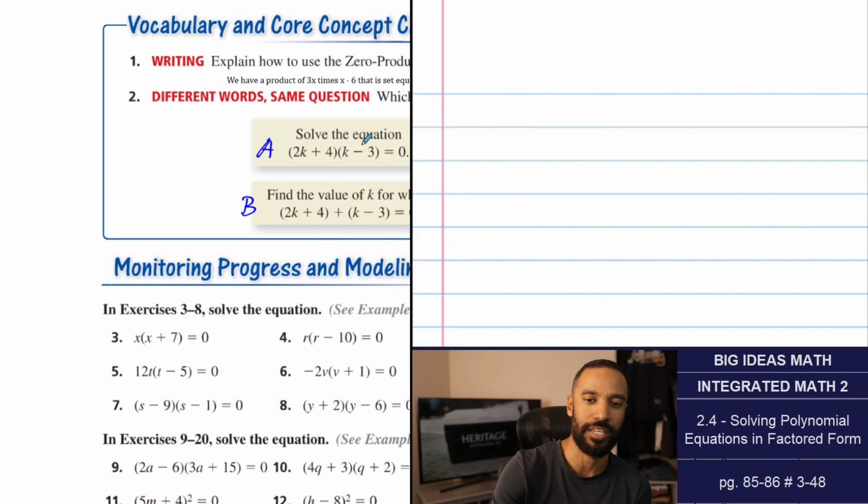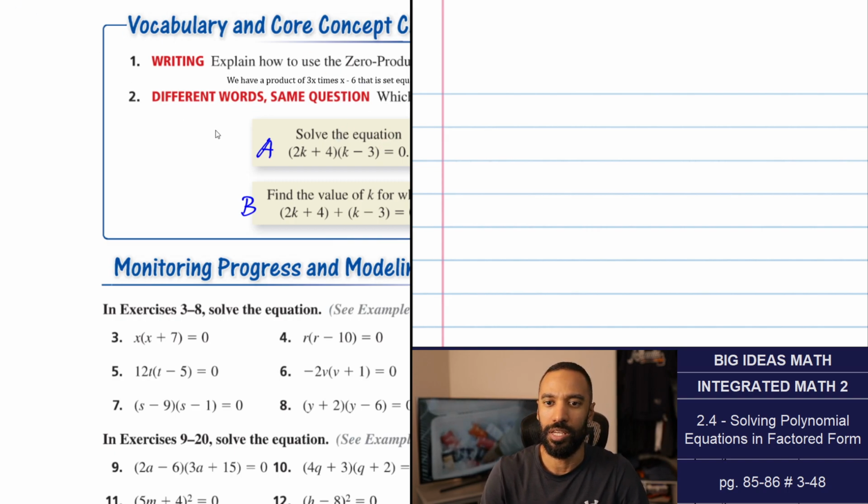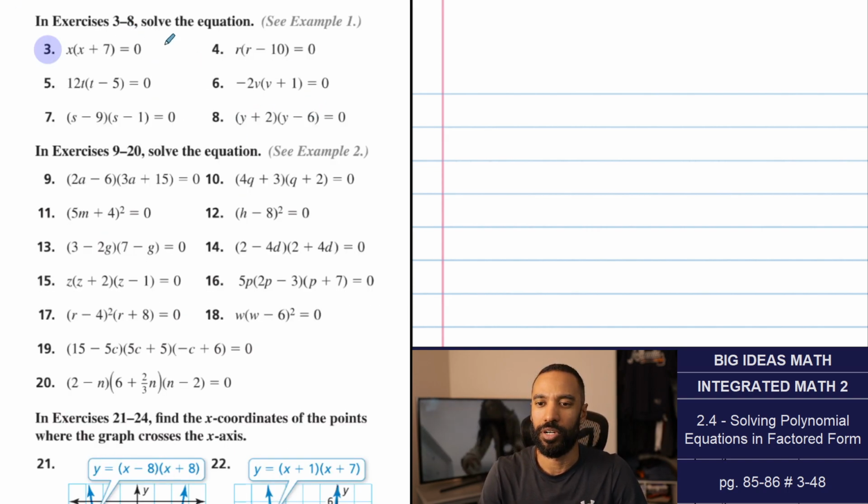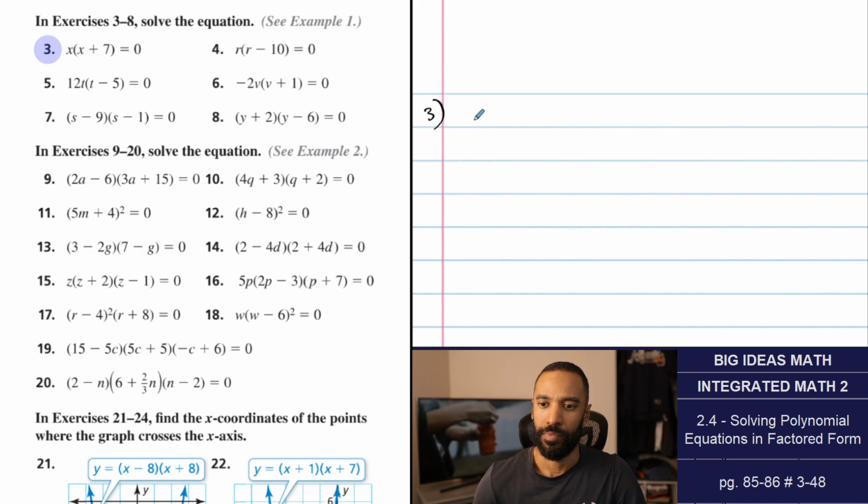So let's follow along and take a look, starting with numbers 3 through 8, solving the equation. So we are going to attempt to solve for x. Hold on, I need a lot less room there. All right, number 3. We have x times (x + 7) equals 0.